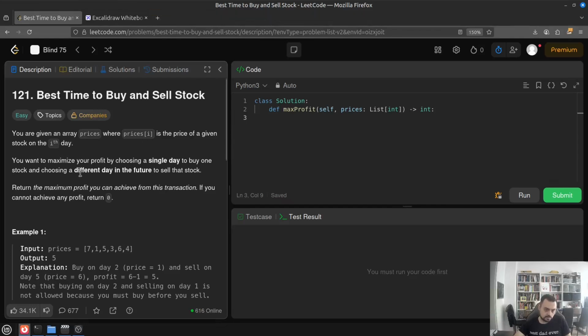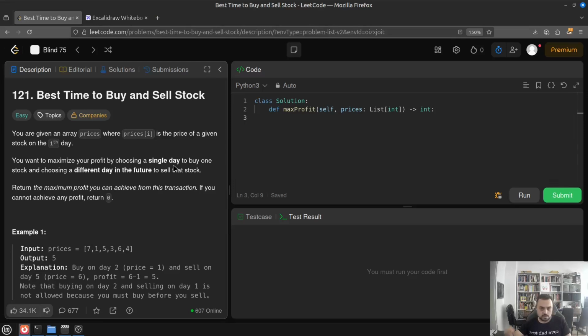Yeah, and of course, we want to maximize our profit by choosing a single day to buy one stock and choosing a different day in the future to sell that stock. Yeah, so we have here complete knowledge about the future, and we want to choose such a day in which the price will be the minimal to buy. Of course, we want to spend as little money as possible for the buying and as much as possible for selling. Yeah, we want to have the highest profit imaginable.